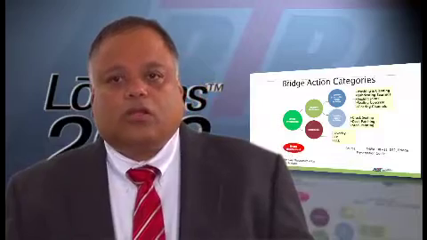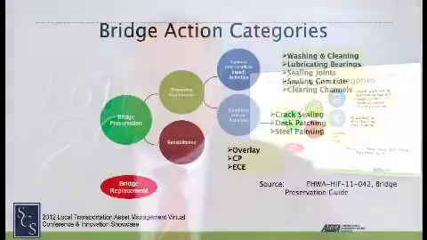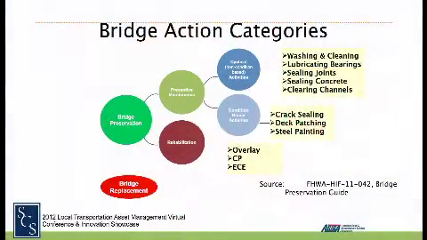Other than that, preventive maintenance is cyclical work that you can do, for example, washing the deck, lubricating the bearings, sealing the joints, those things that you can be doing before you even see a problem. Those are all cyclical, proactive, preventive maintenance type. There are other things that you can do, like sealing the cracks, patching the deck, and painting the steel structure that shows some corrosion. Those are condition based, but they're still preservation activities that you can do to extend the life of the structure.